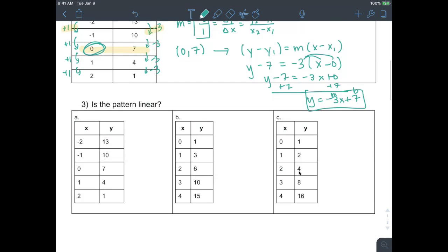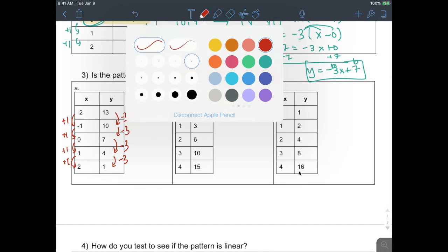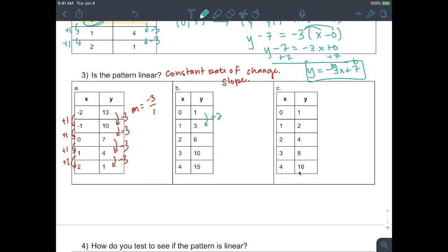We're going to take a look to see if these are linear patterns. We have to make sure that we have a constant rate of change, which is the slope. Okay, so let's start with A. We've already done this one. Negative 3, 10 minus 3 gives me 7, 7 minus 3 gives me 4, 4 minus 3 gives me 1. The x's are also changing in the same consistent pattern. So plus 1, plus 1, plus 1. Okay, so I can see that my slope is going to be negative 3 over 1. So this is linear.